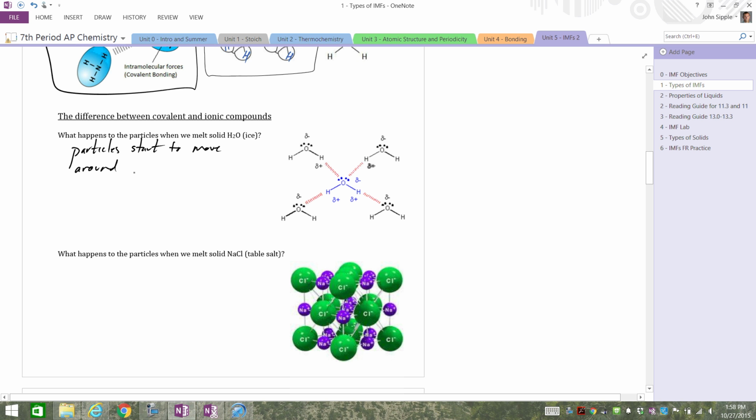What about when we melt sodium chloride? What's happening there? Same thing, right? Particles start moving around.